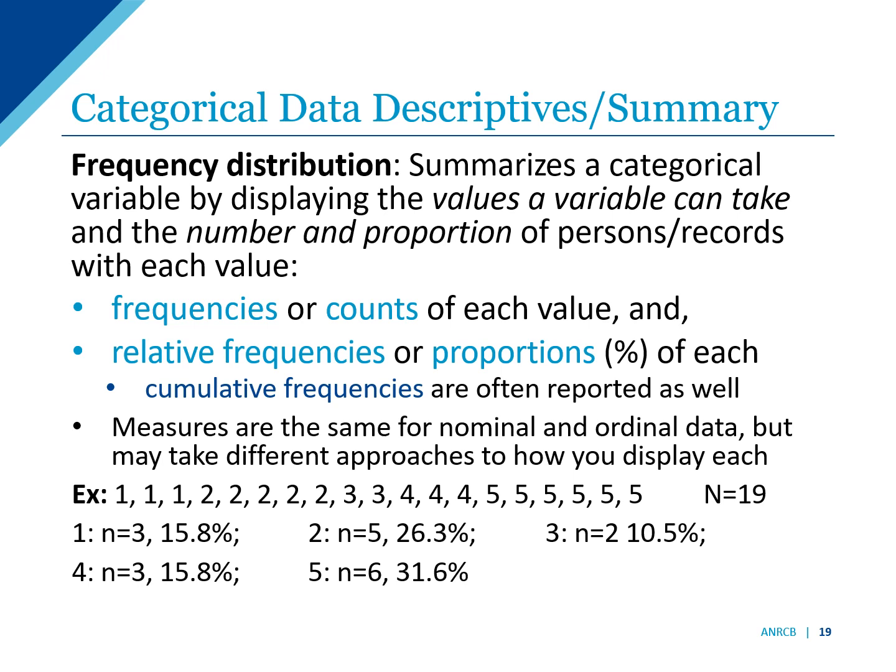A frequency distribution summarizes a categorical variable by displaying the values a variable can take and the number and proportion of persons or records with each value. This is typically calculated as the frequencies or counts of each value or category, and the relative frequencies or proportions of the total variable that each category contributes. We often see cumulative frequencies reported as well.